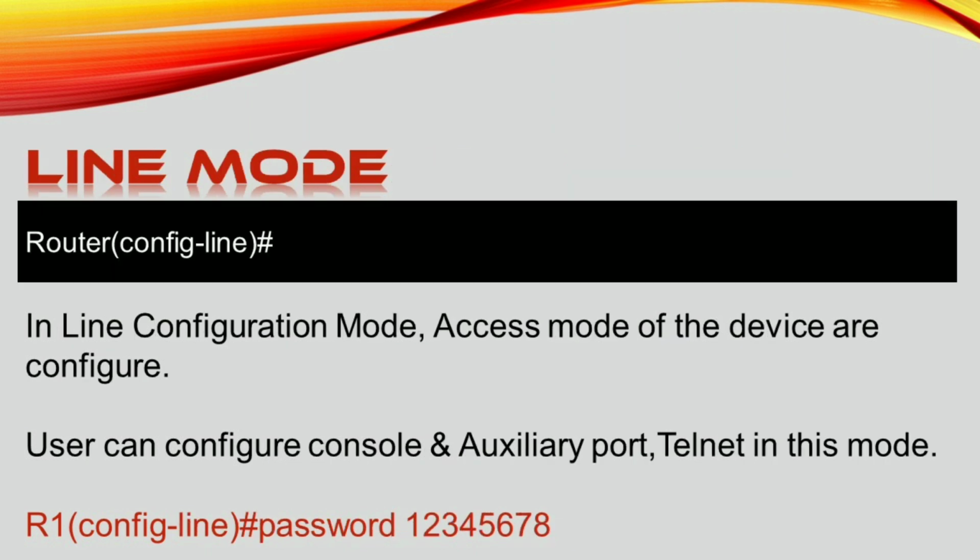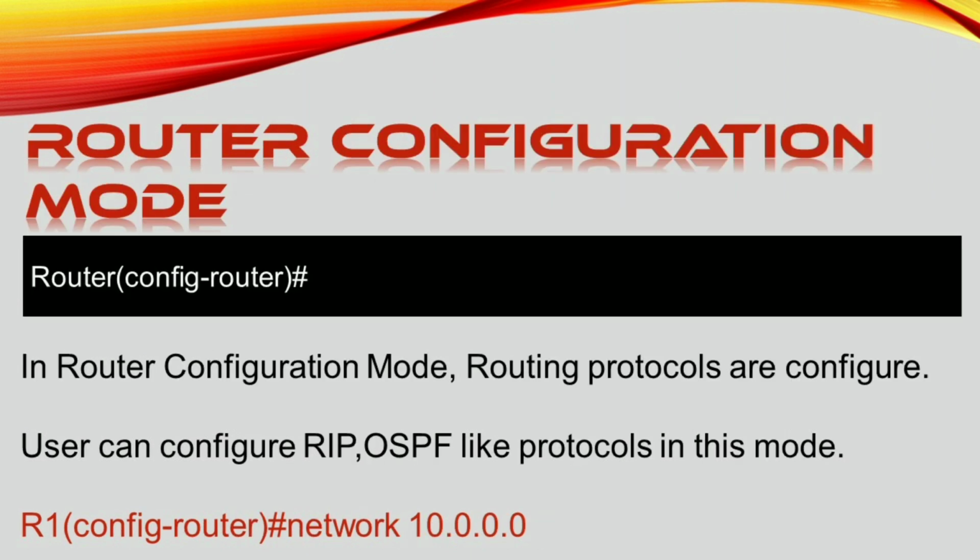Next mode is line configuration mode. Line configuration mode can be identified by router config line hash. In line configuration mode, the access modes of the device are configured. Users are able to configure console port, auxiliary port, and telnet in this mode. You can see how a user can set a password in line mode.